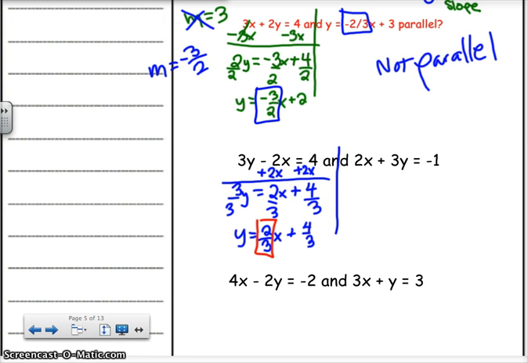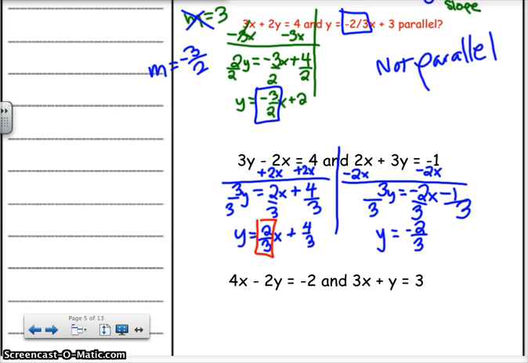Now I got to do the next one. So a minus 2x. I get 3y equals negative 2x minus 1. Divide by 3. Y equals negative 2/3 x minus 1/3. It's ugly, sure looks ugly, but again, all I care about is the slope. Is 2/3 the same as negative 2/3? So not parallel.